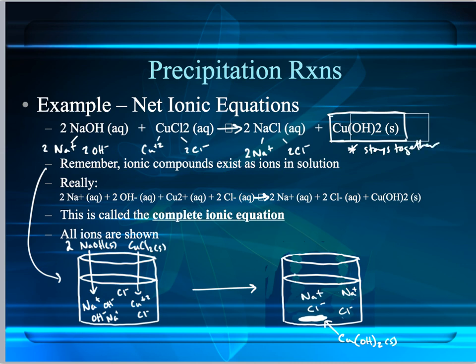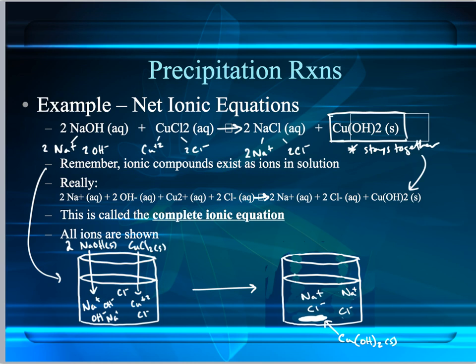Right, it's now bound together. It's not floating around in the solution anymore. Okay, so it's now one thing. So if we look at this whole thing here and take all the ions into consideration and then keep the precipitate together, we call this the complete ionic equation. Every single ion involved in that reaction is listed out.